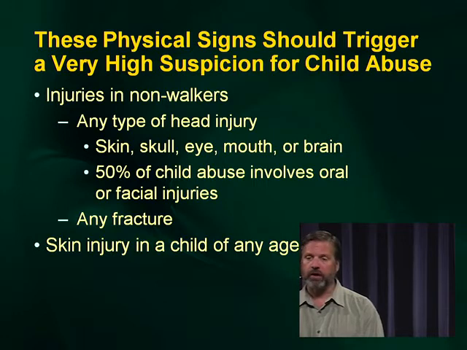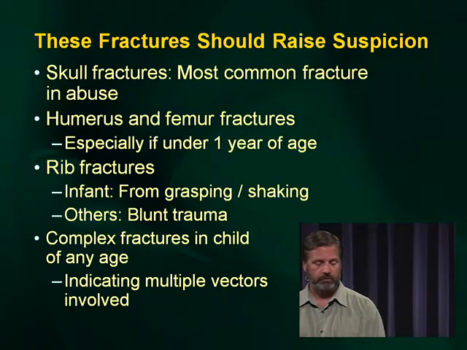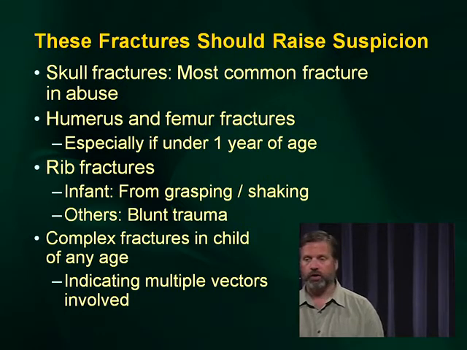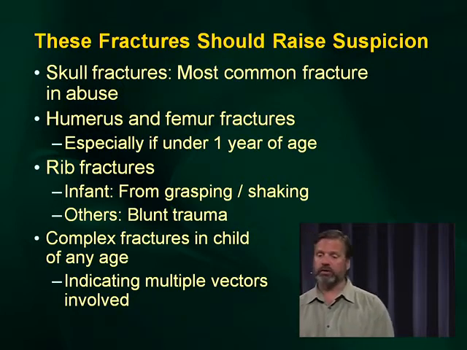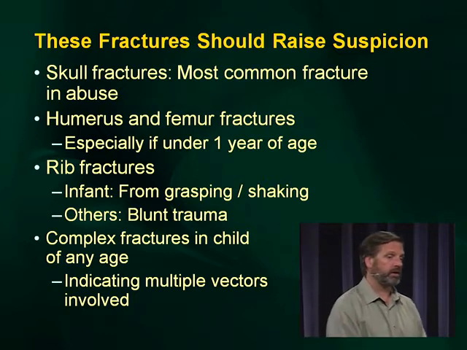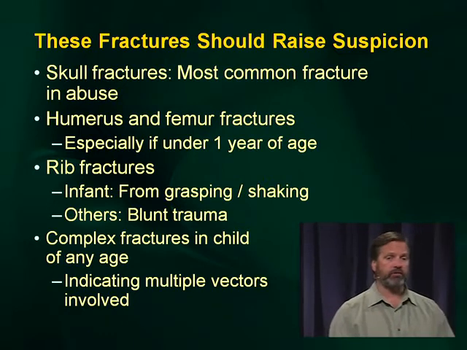Any fracture in a non-walker should lead to suspicion. And again, any skin injury you should investigate. Fractures that specifically should raise suspicion, skull fracture, one of the most common fractures in abuse. A humerus or a femur fracture, especially if the child's under 1. Any rib fracture that's from the grabbing of the child around the torso or from the application of blunt trauma. Any complex fracture often indicates that there are multiple vectors of force. So that's a situation where it's a bending and a twisting. That's not from an accident.